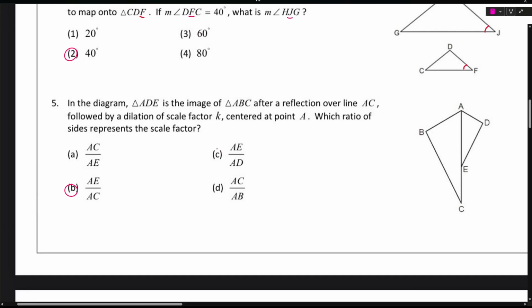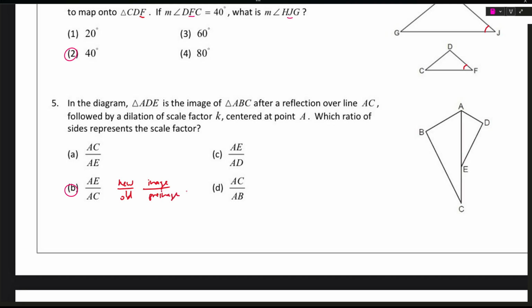Okay, and then the next one, number 5, is testing whether you remember what you divide by what. Right? It's always the new thing divided by the old thing. Yeah, new divided by old, or it should be image divided by pre-image. That's the geometry word.